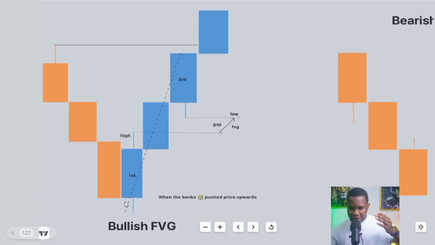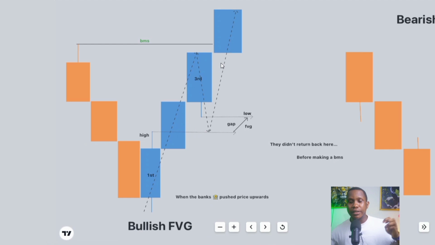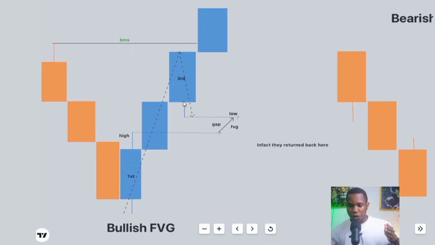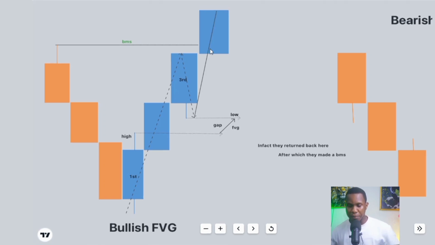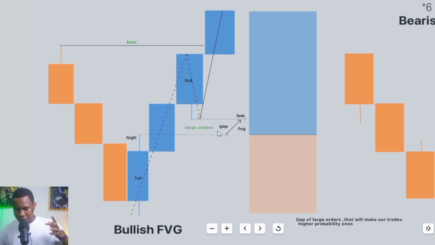When the banks push price towards this third candle, they couldn't return back to this high before making a break of market structure. In fact, can you see they actually returned back only here, this low in the market, before they made a break of market structure, leaving a gap of large orders that will make our order blocks higher probability ones.